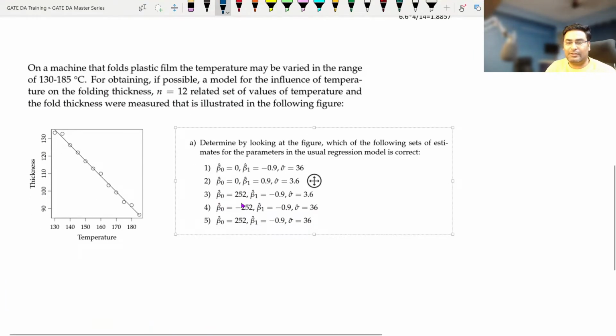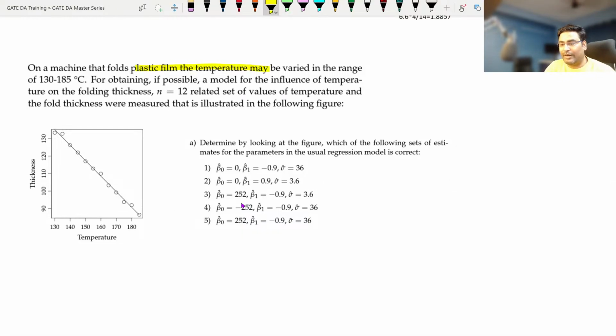Now, please pay attention. This question says: on a machine that folds plastic film, right? You're trying to coat a plastic film, and the temperature is one axis and the thickness is the other axis. Can you see that on the graph? Obviously temperature has an inverse relation with the thickness of the plastic. You might have done it by mistake: you take a hot iron box and put it on plastic. Suddenly it vanishes and becomes sticky. Why? Because temperature is going to melt the plastic, right?